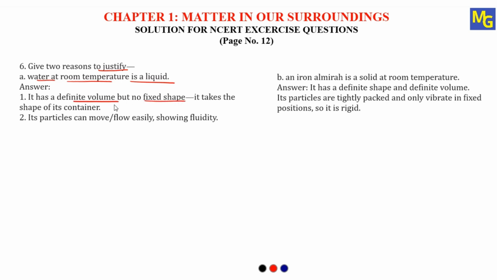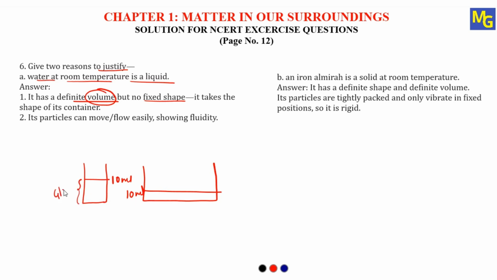So if you see water at room temperature, it has a definite volume. If you take water in a glass, say it is 10 ml, and if you transfer this water into a container like this, still it will be 10 ml. Volume will not change. But the shape will change. Here it took the shape of the glass, but here it is taking the shape of this container. So it has definite volume but no fixed shape. It takes the shape of the container.